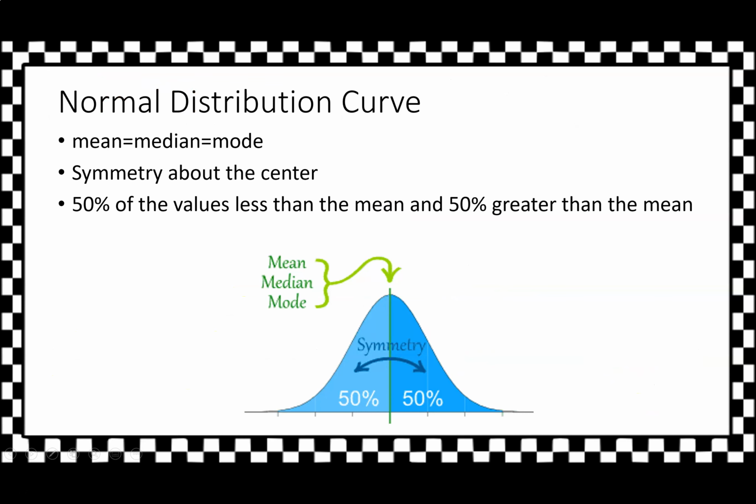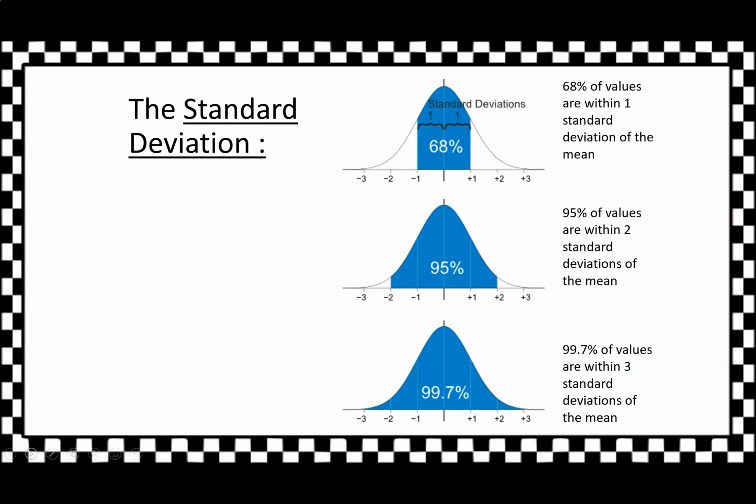Normal distribution curve. If you have a normal curve, then the mean and the median and the mode should all be right here. There'll be symmetry about the center, and since that's the median, 50% of the values would be on the left and 50% of the values would be on the right. And this actually represents quite a few real-world situations. Here's kind of a summary from 2 slides ago.